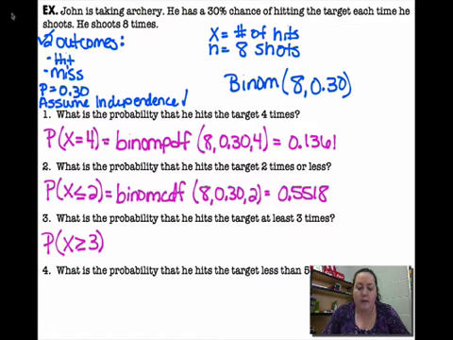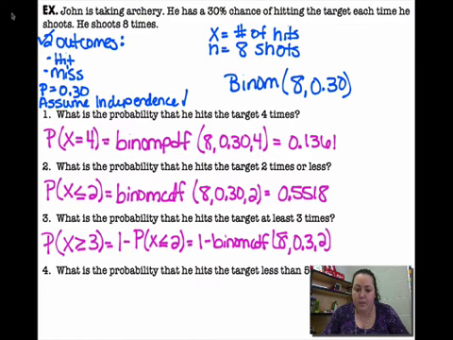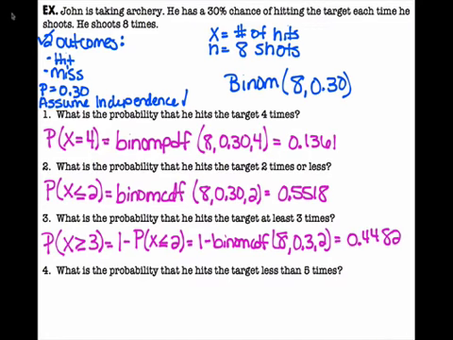What is the probability he hits the target at least 3 times? So the probability that X is greater than or equal to 3. Okay, so 1 minus the probability that it's less than or equal to 2 would give me that. So I already know the probability that it's less than or equal to 2 because I just found it. So it's 1 minus 0.5518, which gives me 0.4482.